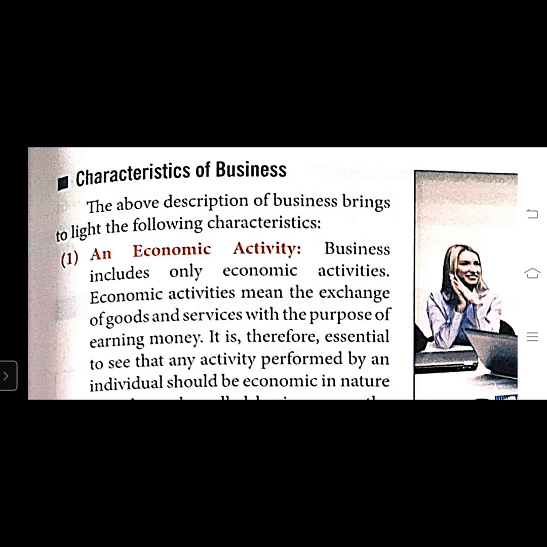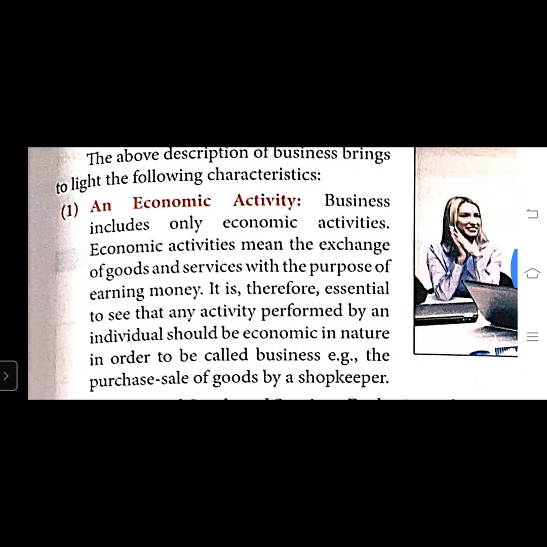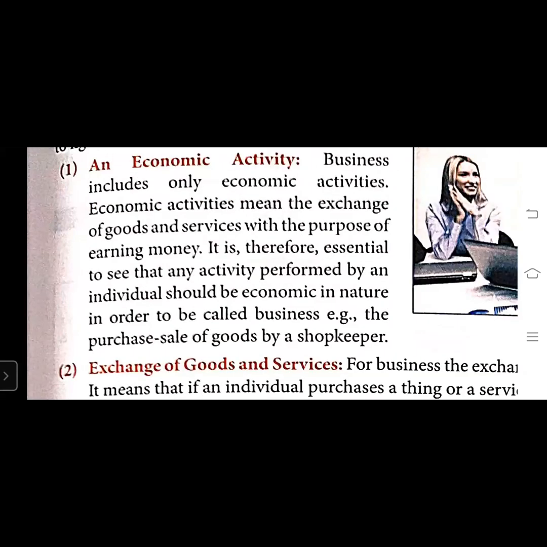Economic activities you know very well. Economic activity means the exchange of goods and services with the purpose of earning money. It is essential to see that any activity performed by an individual should be economic in nature in order to be called business, like purchase and sale of goods.